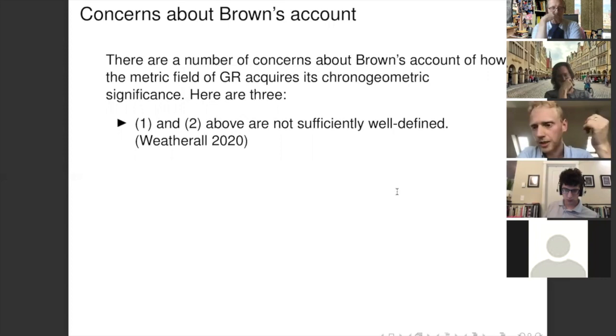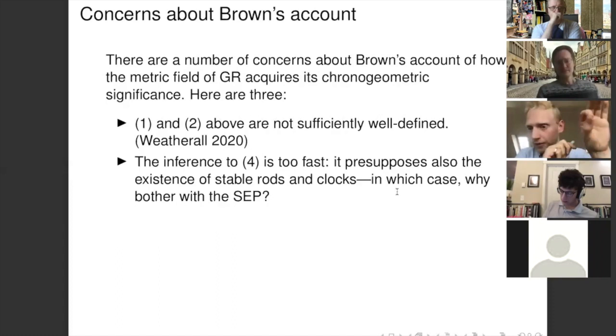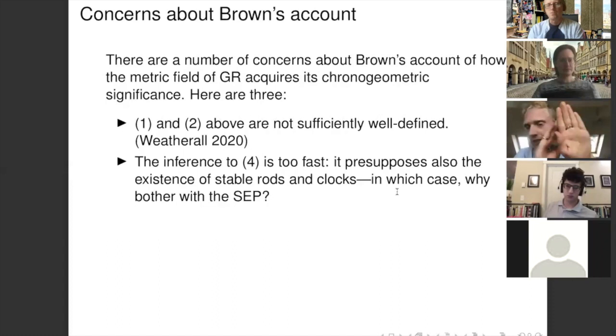Another problem that you might have is that the inference from the first three steps to the fourth step is too fast. Just because symmetries coincide doesn't necessarily mean that there are rods and clocks which will read off intervals even locally. To use some of the terminology from before, the fact that some piece of structure qualifies as theoretical spacetime, because its symmetries coincide with the symmetries of the dynamical laws, doesn't necessarily mean that it qualifies as operational spacetime, doesn't necessarily mean that there are rods and clocks which will actually read off intervals. And something to do with this distinction is going on here.